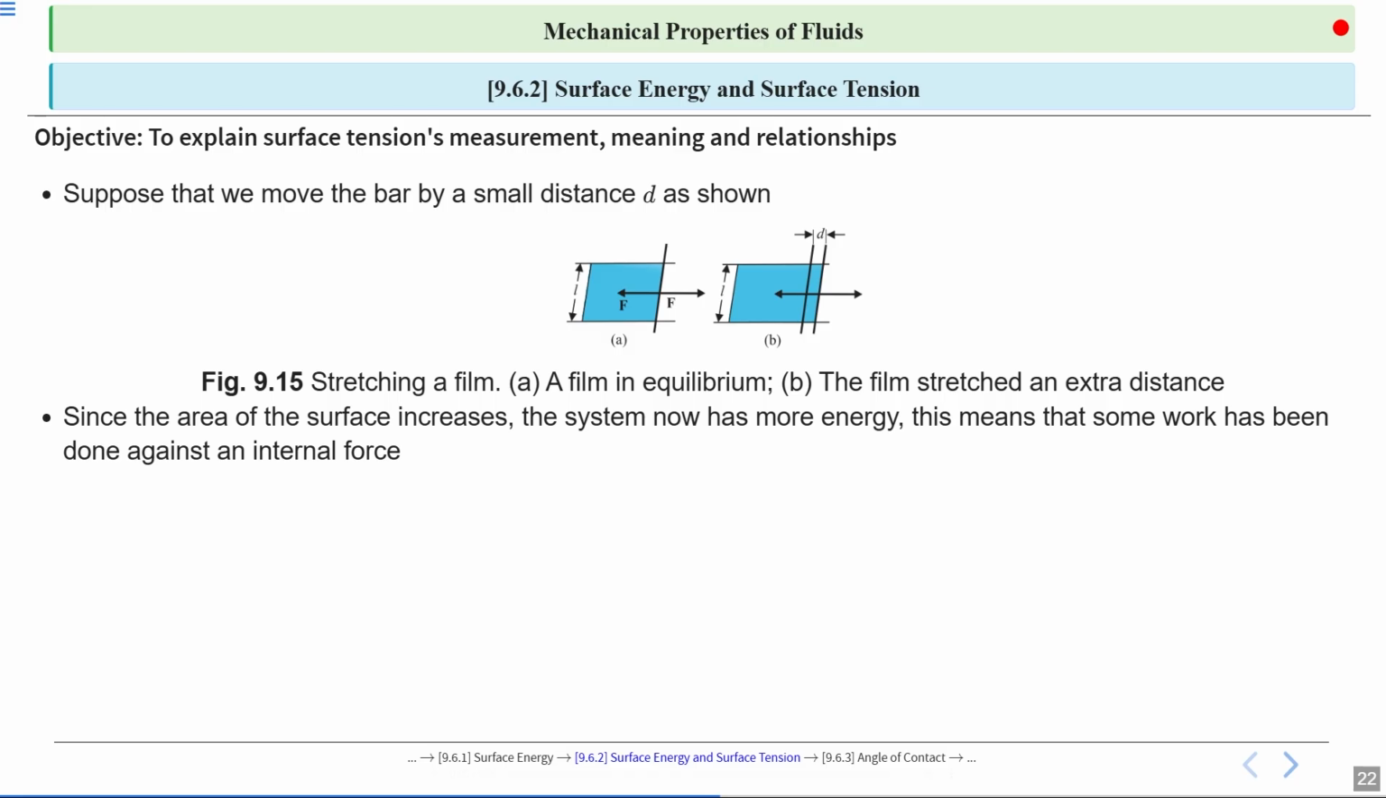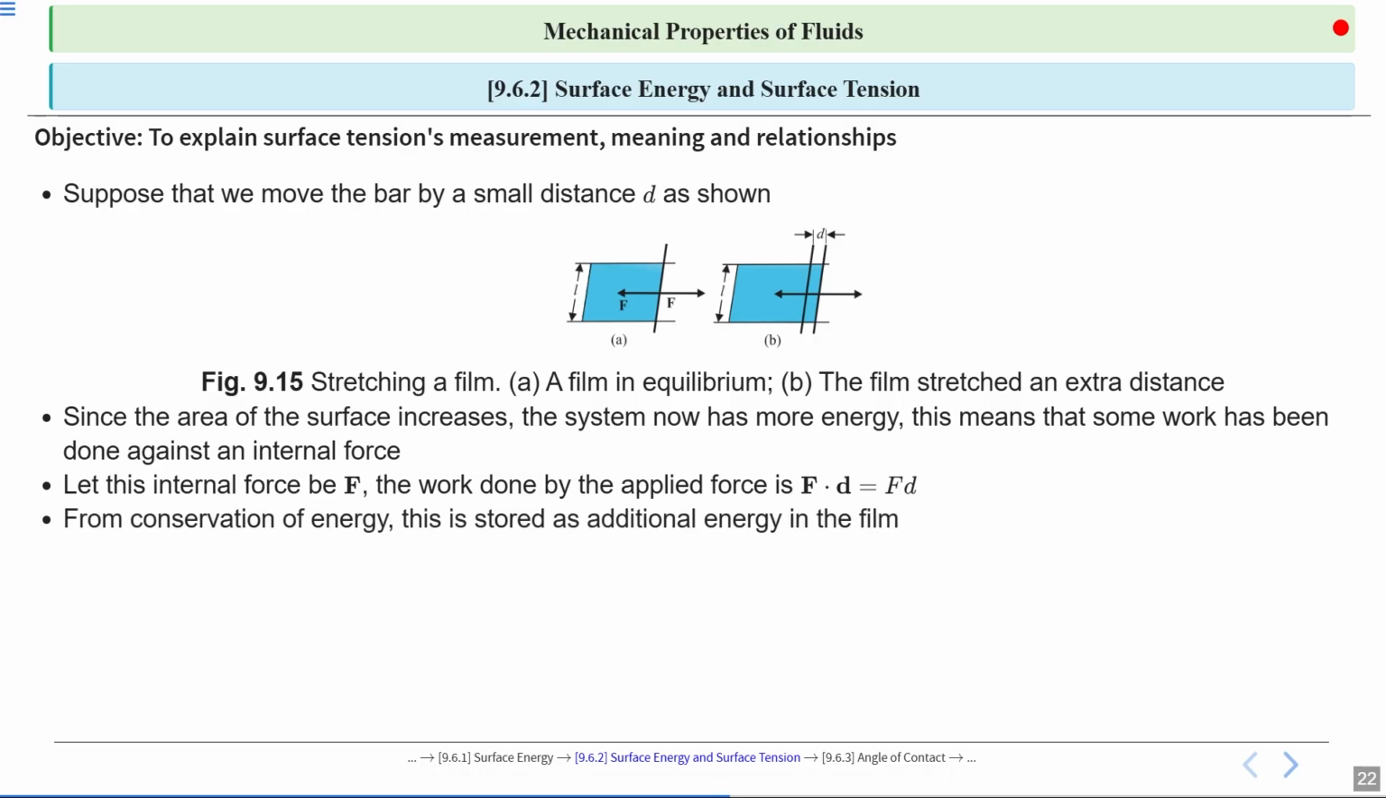When we stretch the film, its surface area increases. This means we have added energy to the system because it takes work to increase the area against the internal forces holding the molecules together. Think of it like stretching a rubber band. It resists being stretched and you have to do work to pull it apart. Let this internal force be F. The work done by the applied force is F dot d. From conservation of energy, this is stored as additional energy in the film.